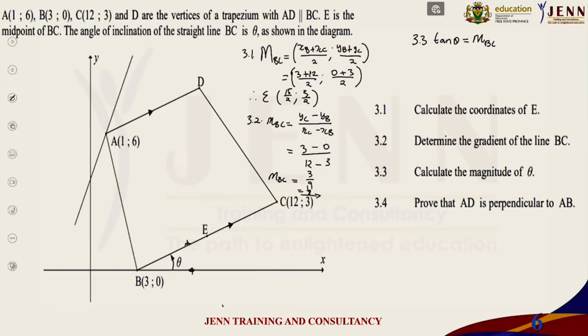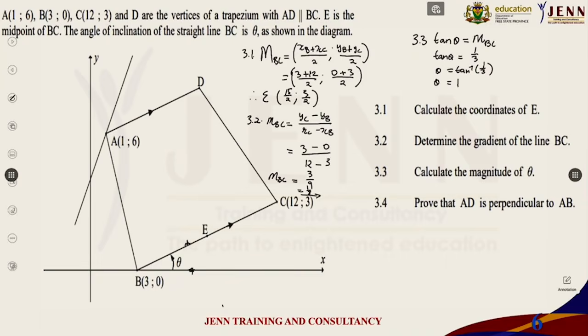So we are going to say tan theta equals the gradient of BC, which we got as 1 over 3. Then to get our theta, we apply what some people call tan inverse, and others call tan arc, but it is the same thing. So theta equals tan inverse of 1 over 3. We press our calculator, tan inverse of 1 over 3.